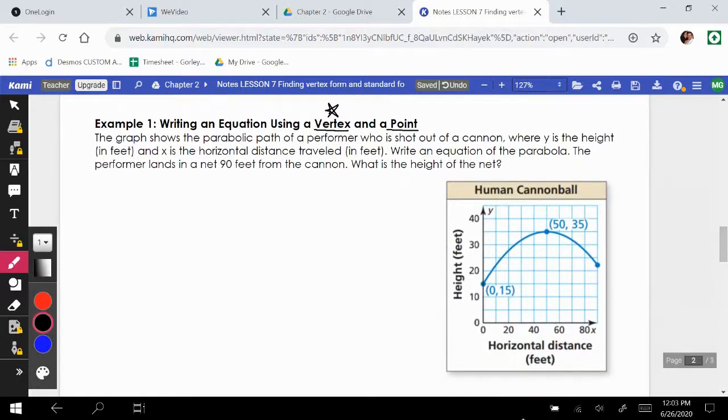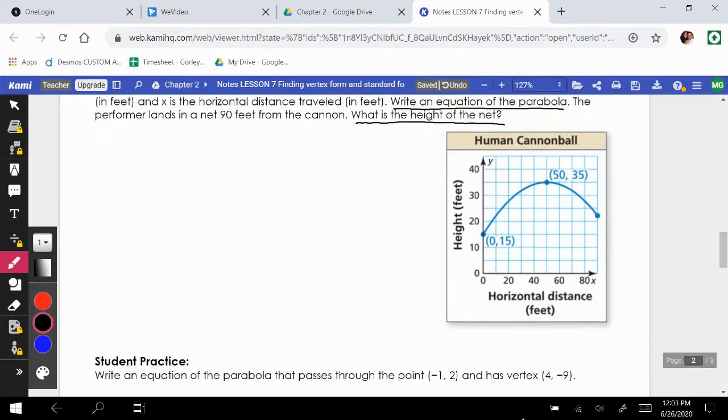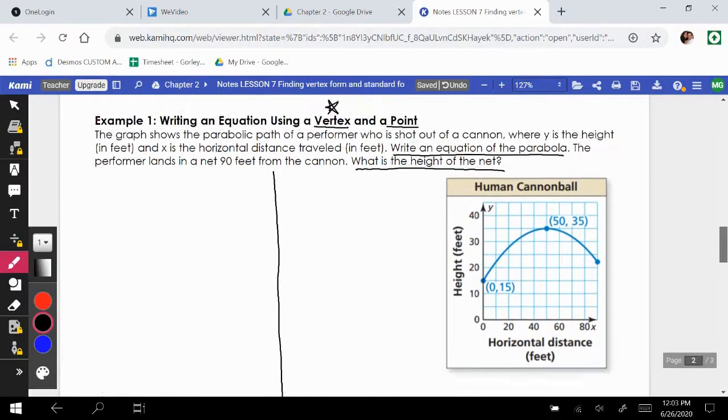The graph here shows a parabolic path of a performer who is shot out of a cannon, where y is the height in feet and x is the horizontal distance traveled in feet. Write an equation of the parabola. The performer lands in a net 90 feet from the cannon. What is the height of the net? So we have 2 different questions going on here. We have to first write the equation of the parabola, and then we have to answer what is the height of the net. So I'm going to divide this space into 2 parts so that I can make sure I have enough room for each part of the problem.